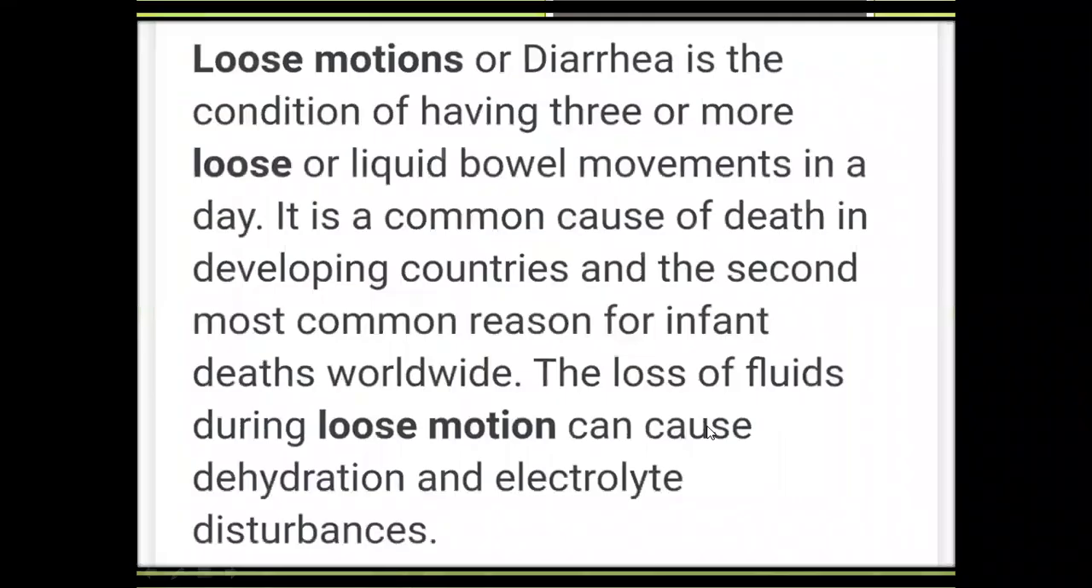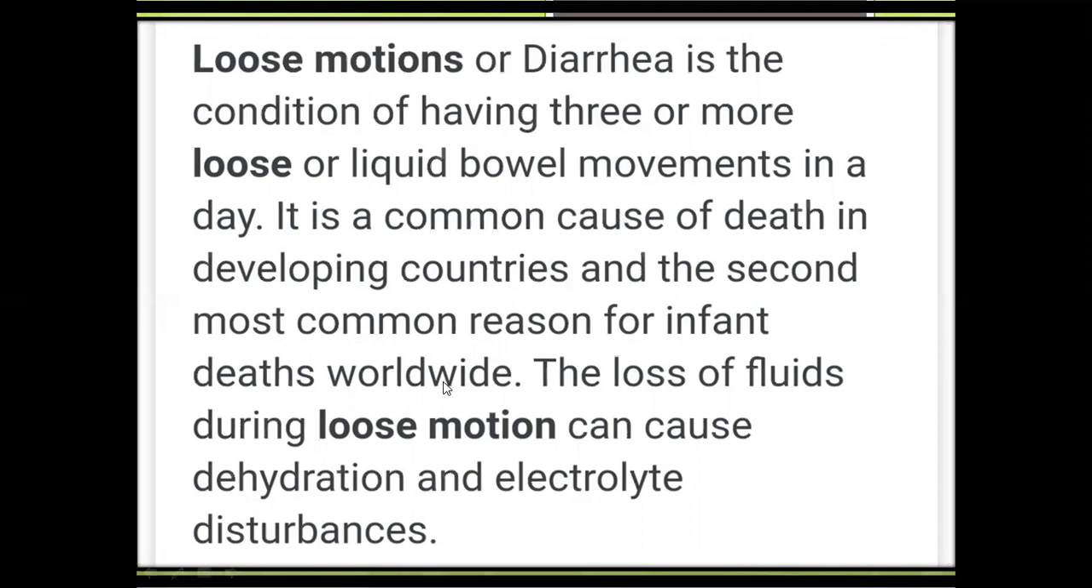What is diarrhea? Loose motion or diarrhea is the condition of having three or more loose or liquid bowel movements in a day. Normally, a person uses the washroom for feces excretion at least once a day. But in diarrheal condition, the patient uses the washroom three or more than three times. It is a common cause of death in developing countries and the second most common reason for infant deaths worldwide.